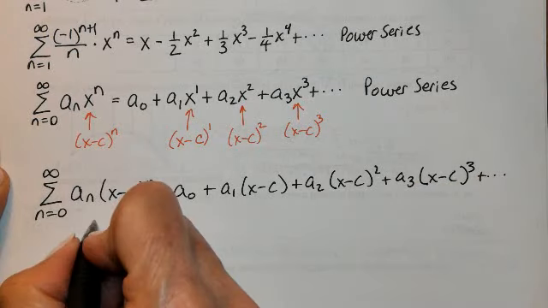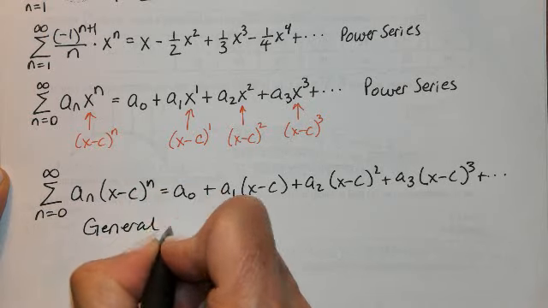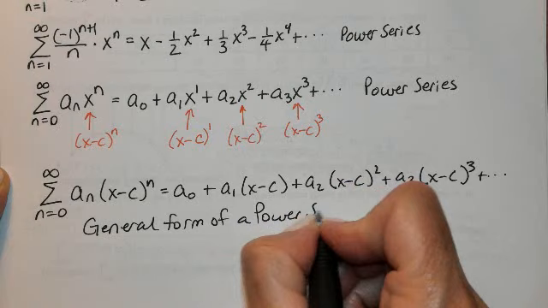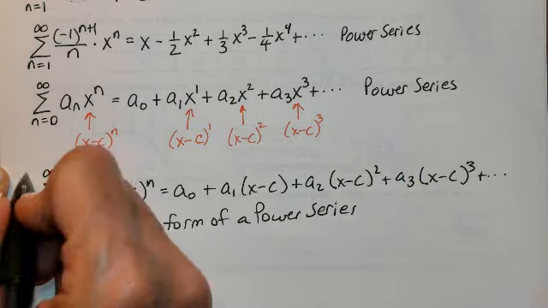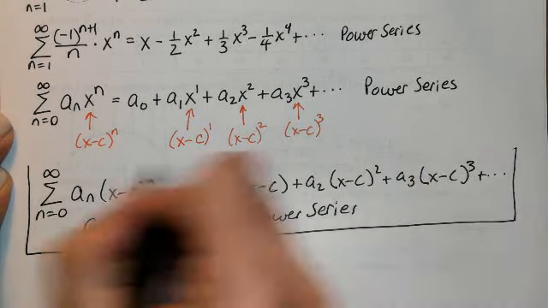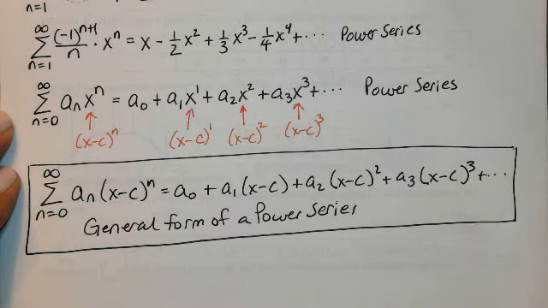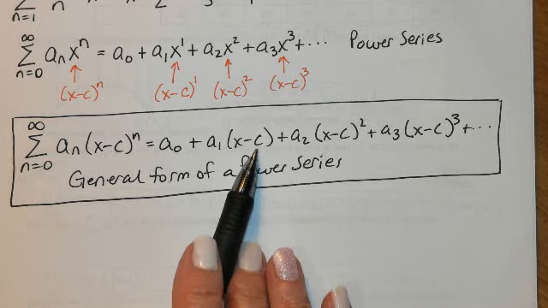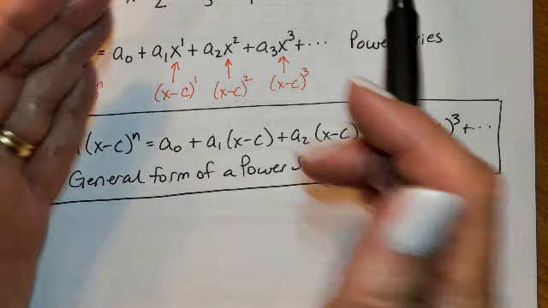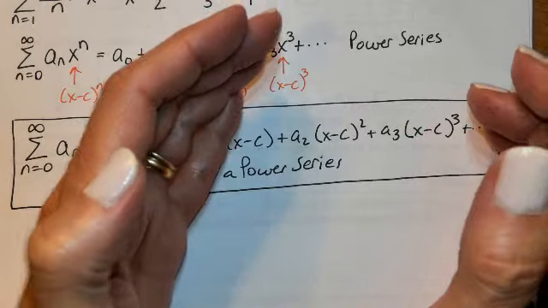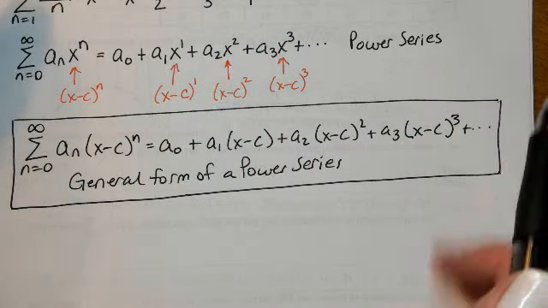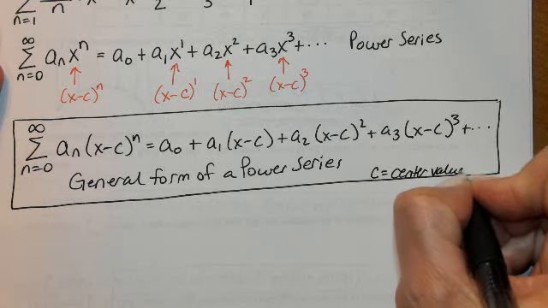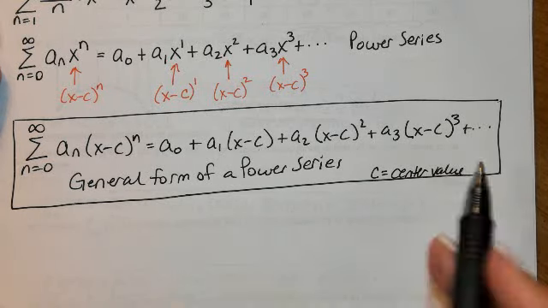Okay, so this is the general form of a power series. But when you hear the word power series, just think, oh, it's just a series and it has powers of x's in it. We're going to end up calling c our center value, because think of it as you have some graph and you're shifting it, so you're recentering it, all right? So c is going to be called our center value. All of the a's are just constants.